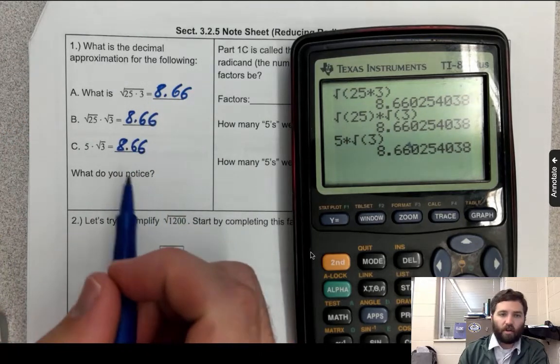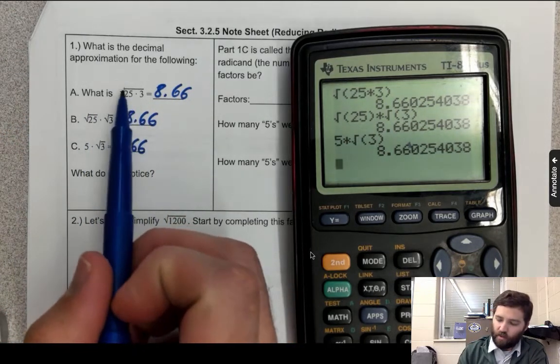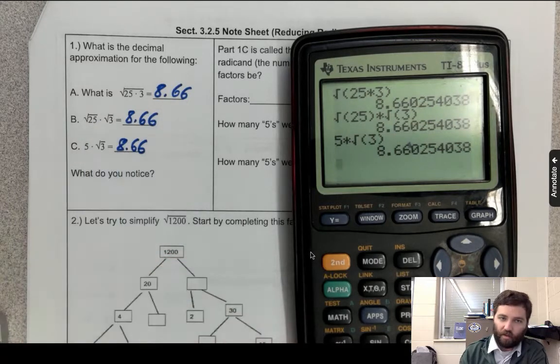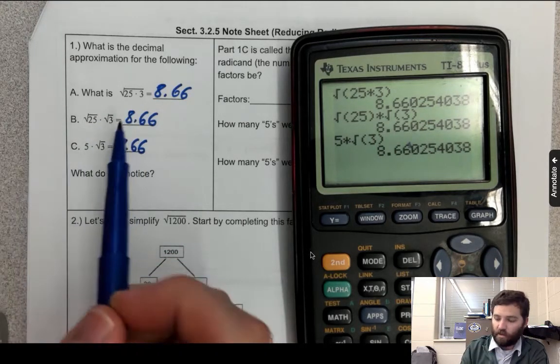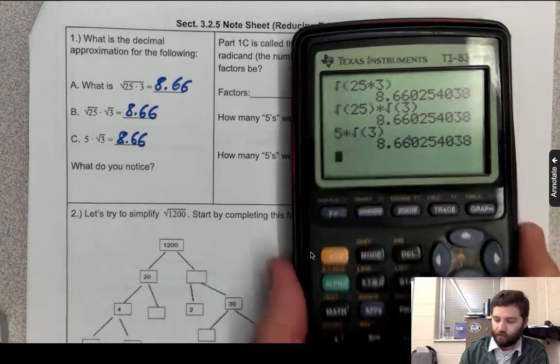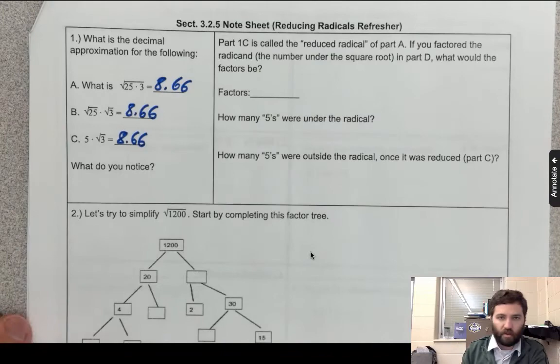So what do you notice? Well, they're all the same. And so the square root of 25 times 3 is the same as the square root of 25 times the square root of 3, which is the same as 5 times the square root of 3. Some of this you can probably see, like the square root of 25 is obviously going to be 5. Let's figure out what's going on here.